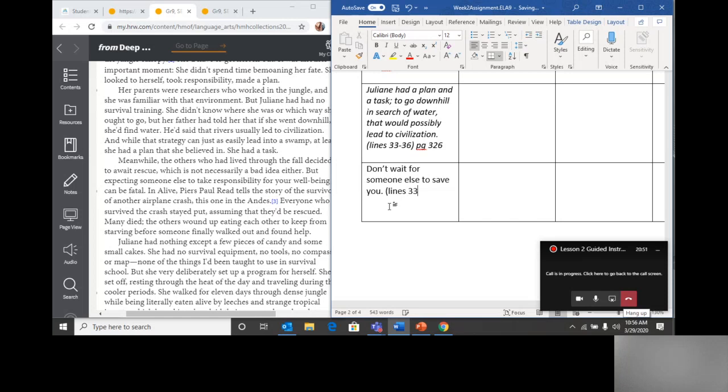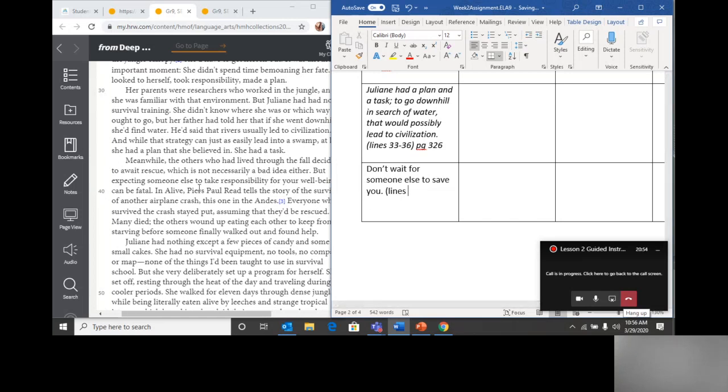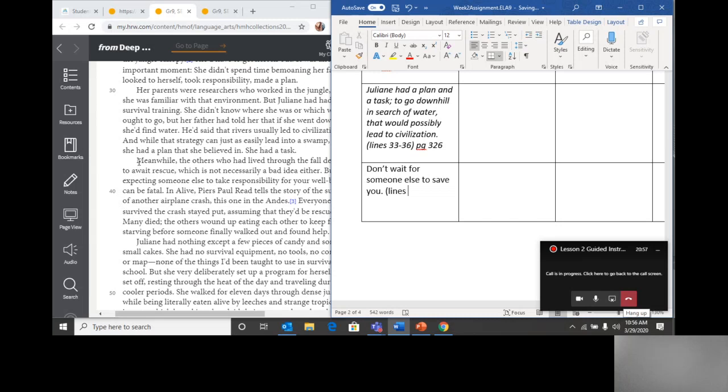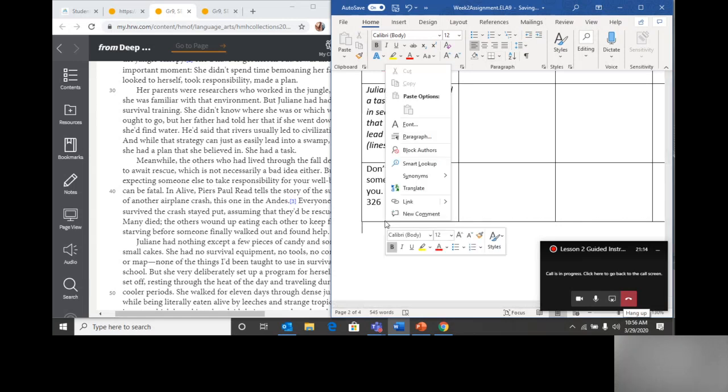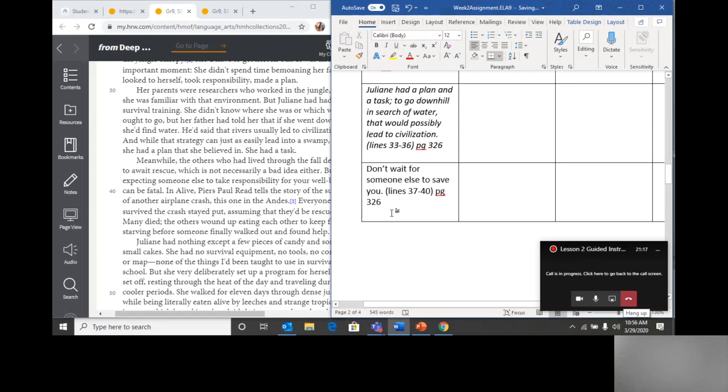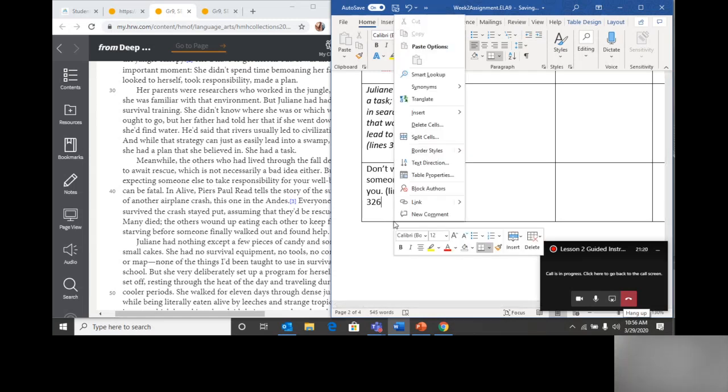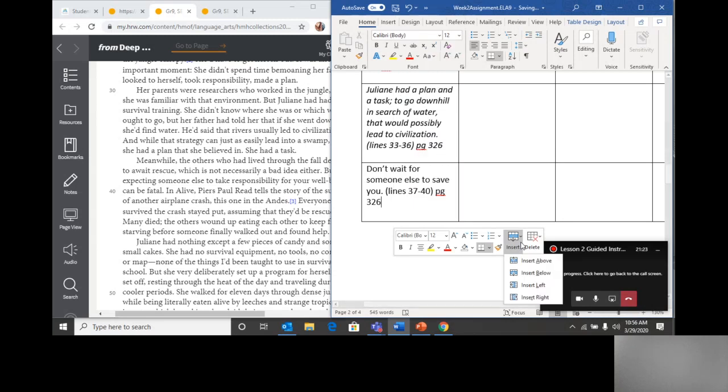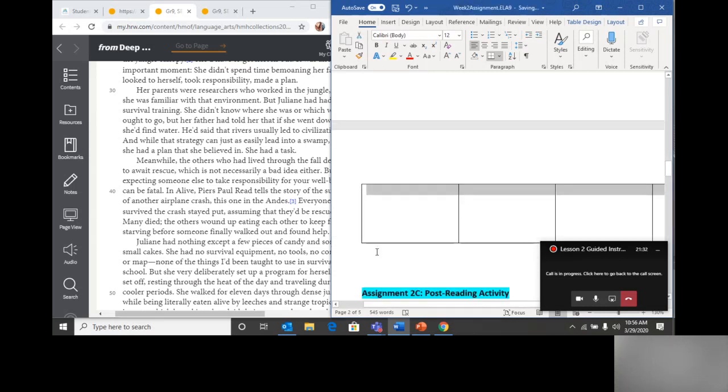Lines 37 to 40. And I think I'm probably going to find more, so I'm going to add another column to my table. And you should already have this column here because I will make sure this is the version I upload. Okay.